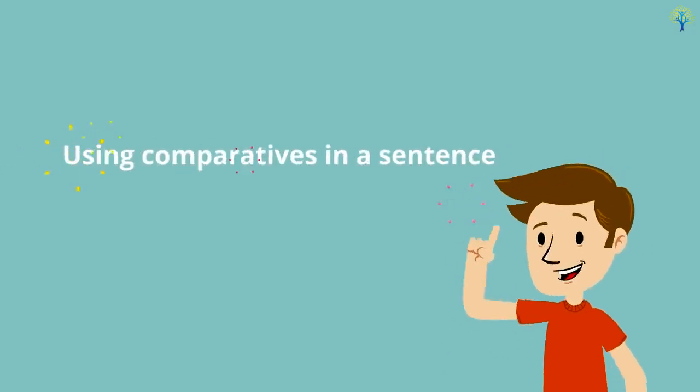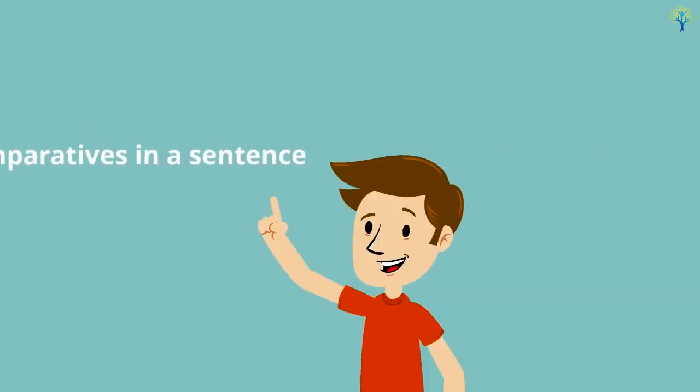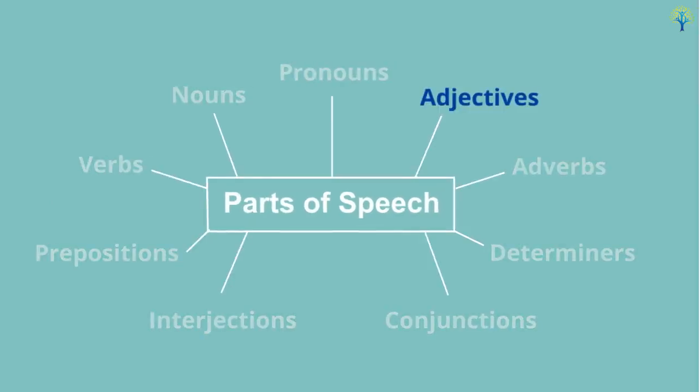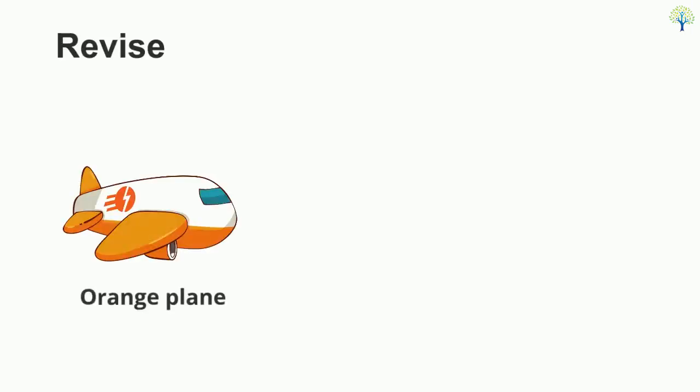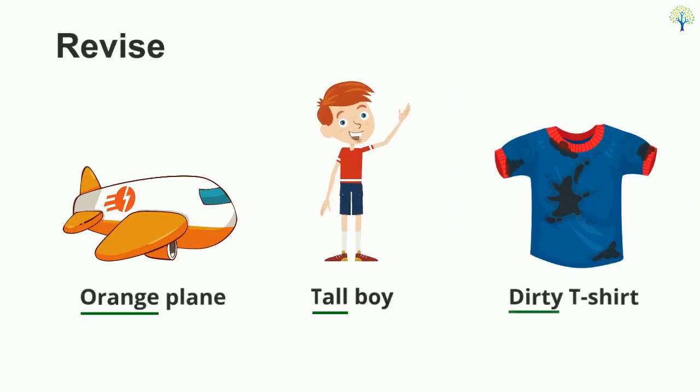In this video, you will learn how to use comparatives in a sentence. This topic is a part of adjectives. As learned earlier, adjectives are words that describe a noun. For example, orange, tall, and dirty are adjectives.